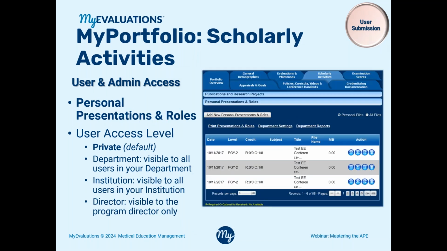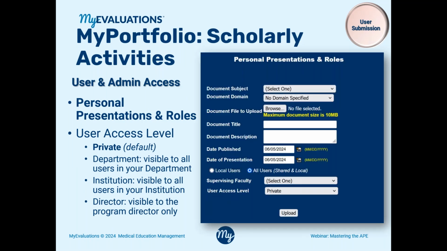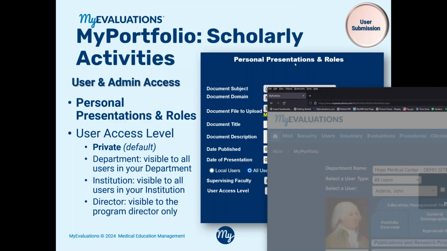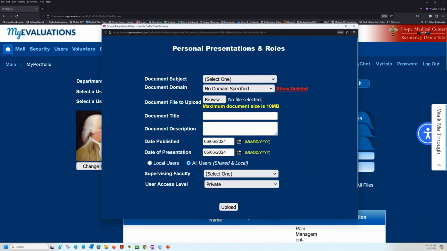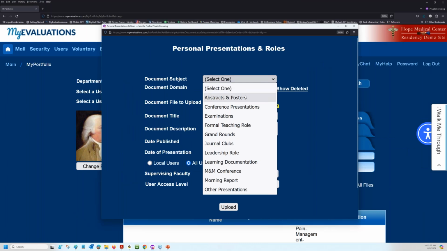Then under personal presentations and roles, here you have a different data set for uploading into the system. So instead of focusing on publications and research projects, here we're going to focus on personal presentations and any roles. Again, these are defined by the ACGME. Are these abstracts, conference presentations, formal teaching roles? Again, all of these are directly related back to your ADS reporting.